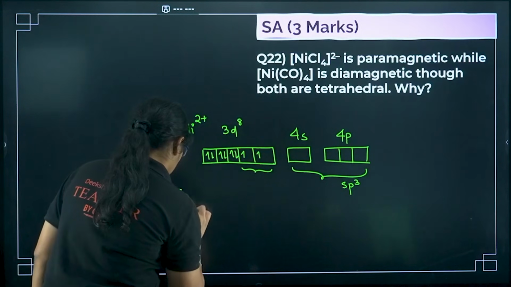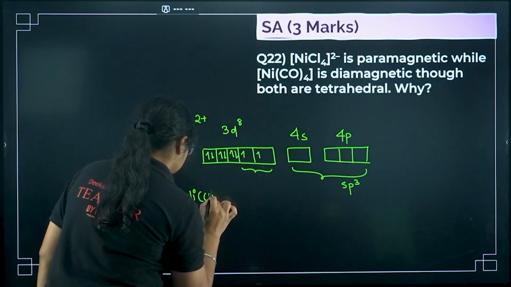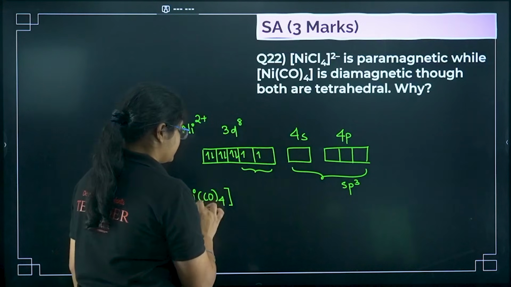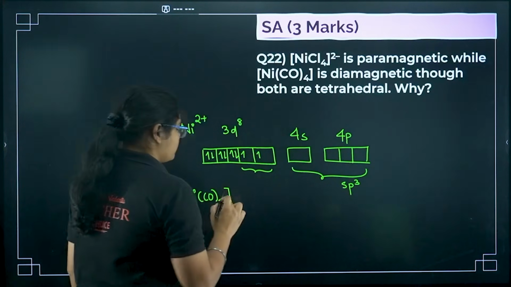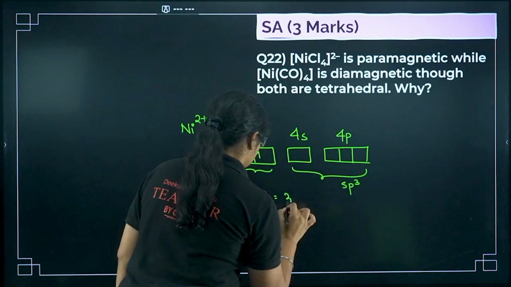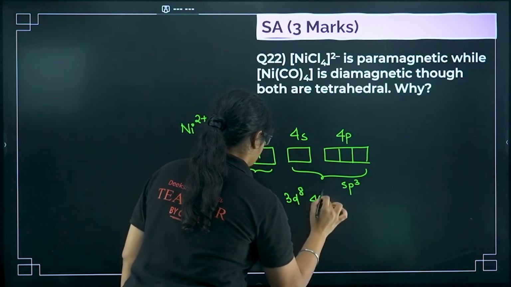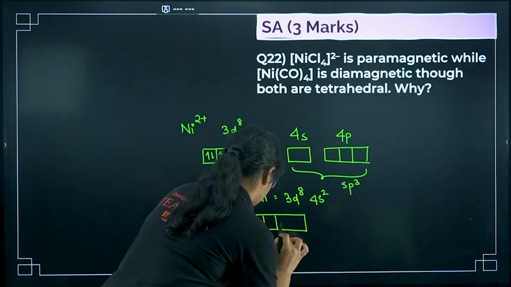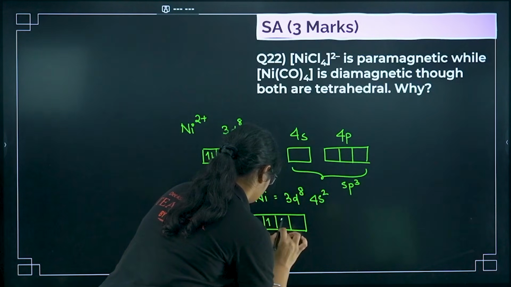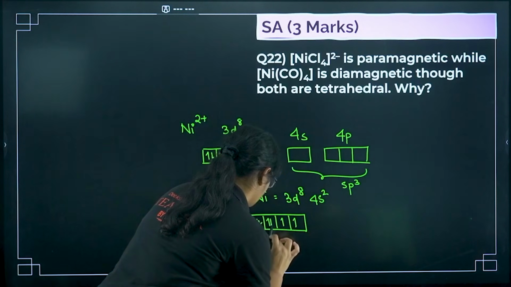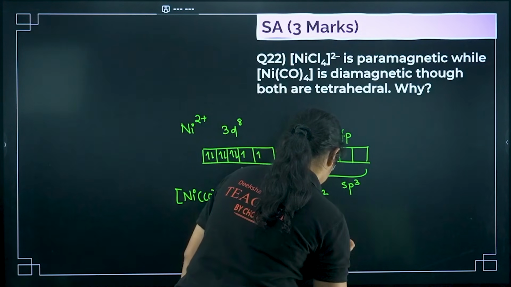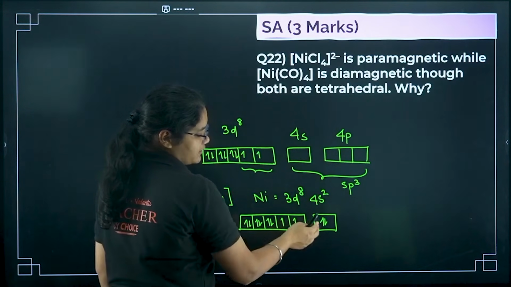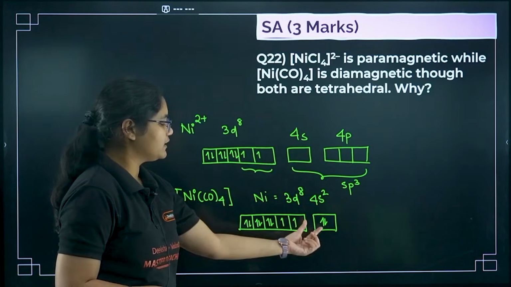Now let us see Ni(CO)4. Okay, in Ni(CO)4, if you see, the nickel charge is 0. And nickel configuration is what? Nickel configuration is 3d8 and 4s2. So we have here 3d8, 1 2 3 4 5 6 7 8, and then we have 4s2. Now these 2 electrons will pair up here, and you will get this empty orbital.